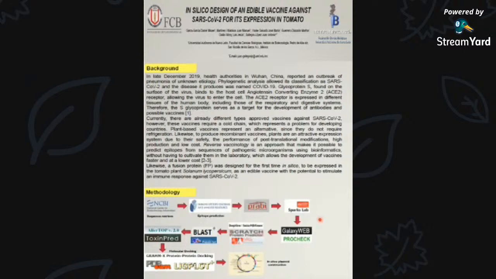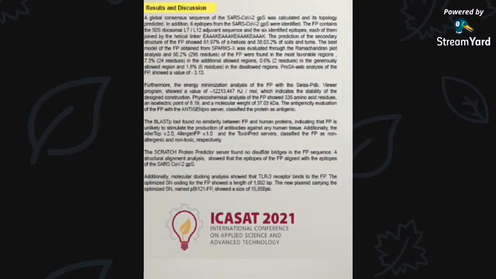From the 6 candidate epitopes, a multiple epitope fusion protein was designed linking the amino acid sequence EAAK as a helical linker and the 50S ribosomal adjuvant sequence. Subsequently, the physicochemical, allergenicity, and toxicity properties were evaluated using the servers AllerTOP, ToxinPred, and ProtParam tool, respectively. Additionally, the prediction of the secondary and tertiary structure was carried out using the SOPMA and Spark X servers, respectively.